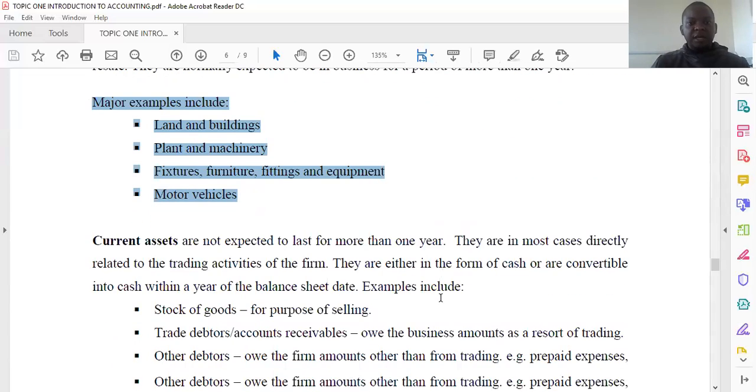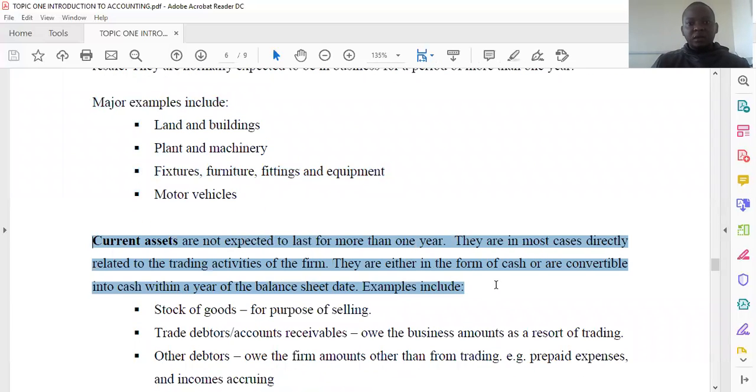And then we have current assets, which are not expected to last for more than a year. They are in most cases directly related to trading activities of the business. They are either in the form of cash or are convertible into cash within a year of the balance sheet date. They are temporary. They are very short-term assets which can only last in the business in periods not exceeding a year.